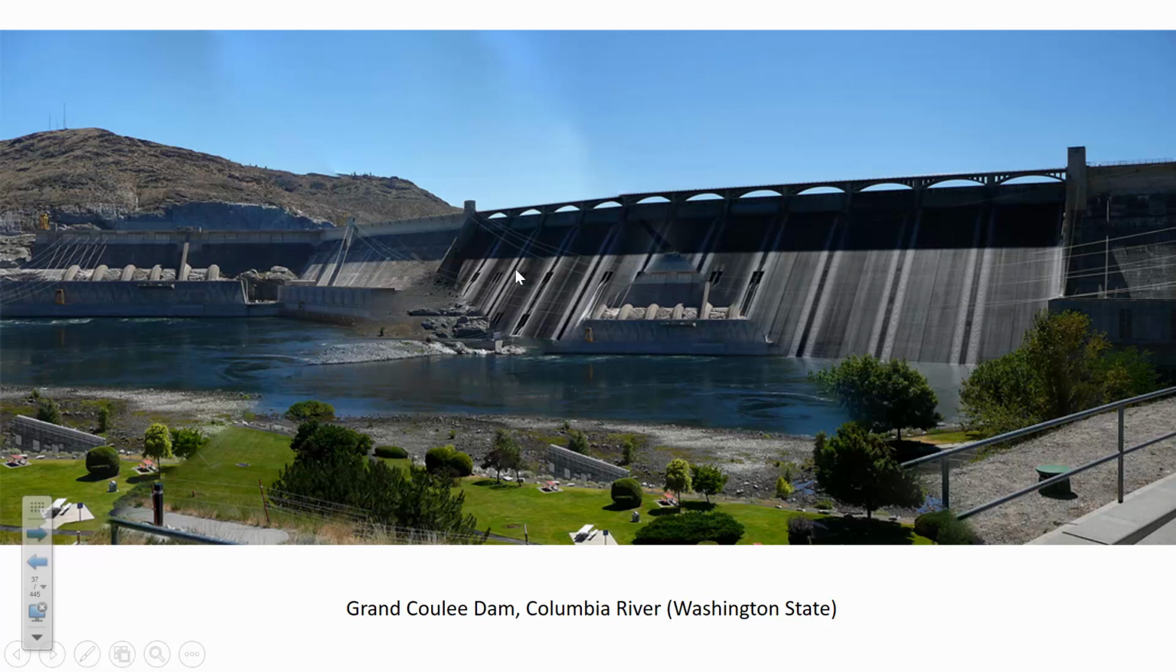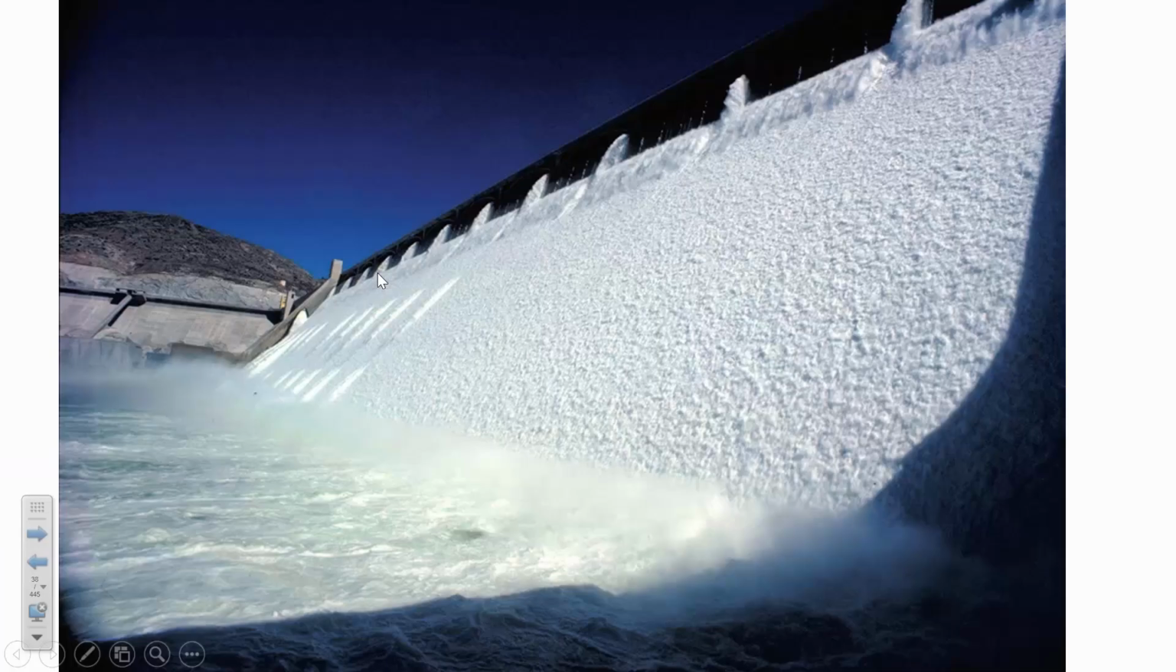And you can see that there are a couple of different spillways at the dam, and that's what we're going to be talking about today. At first is the relationship between the spillway height and the water surface elevation upstream.